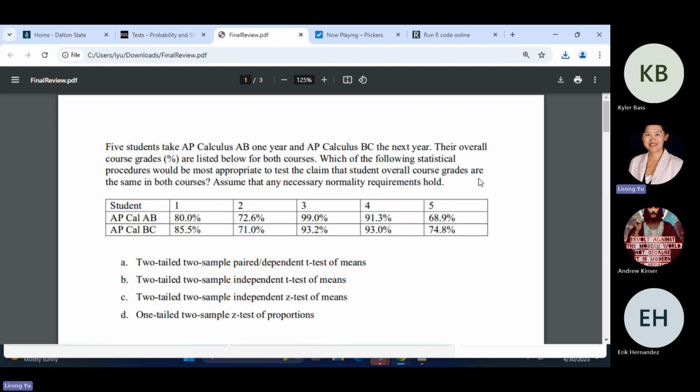We're trying to test the claim that students' overall course grades are the same in both courses. So we have AB and BC, 2 different AP calculus classes. Here we have the grades for the students. If we're trying to find out whether they are the same or not, what should we do? Which procedure makes sense?